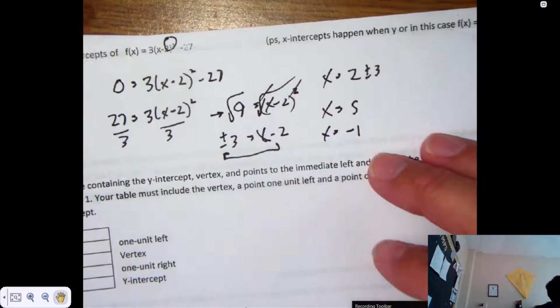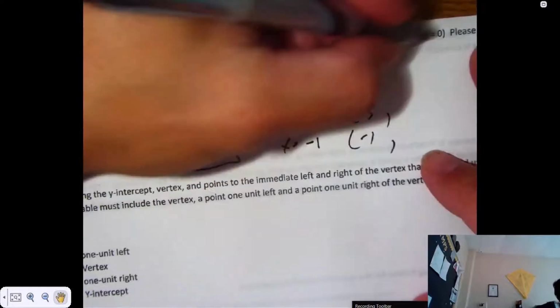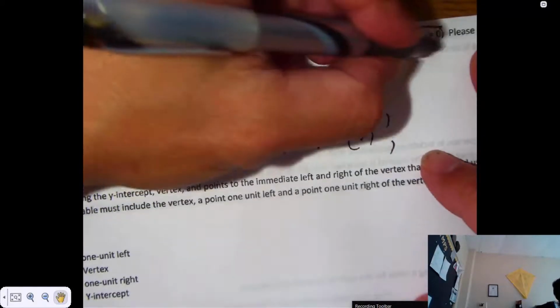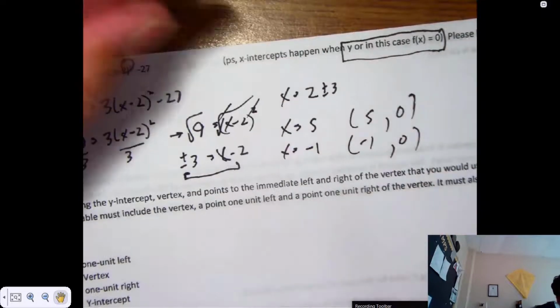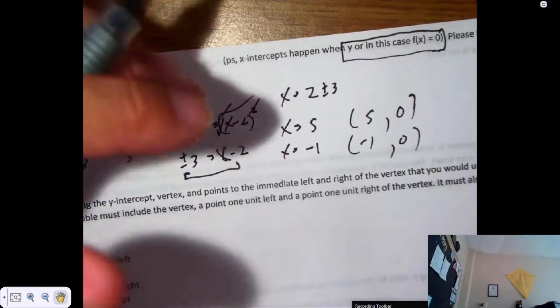Now, I wanted ordered pairs. Your x values are 5 and negative 1, and they happened when, look at the text, y is 0. So there's your ordered pairs. Those are your x-intercepts of this graph.